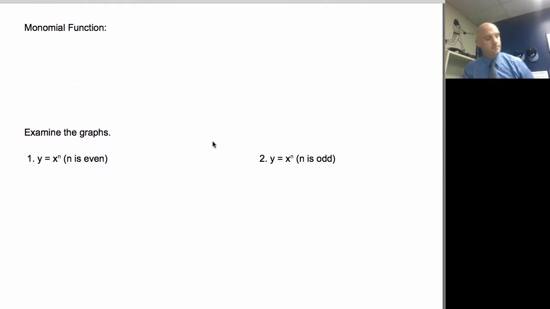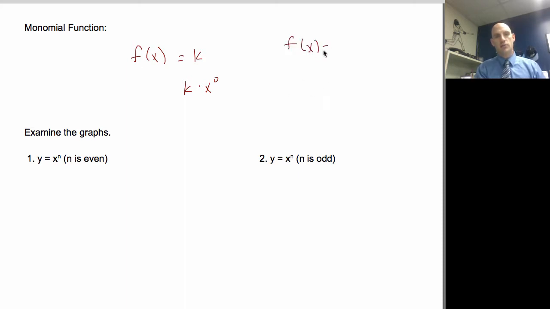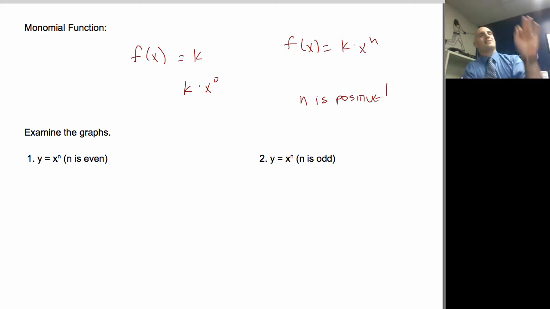All right. So the next part is a monomial function. It looks like this, a variation of a power function. f of x is equal to k, so that would be k times x to the 0 power, right? Or f of x is equal to k times x to the n. n is positive. Okay, so k is a constant, n is positive. So this is the case that only the positive powers are monomial functions.